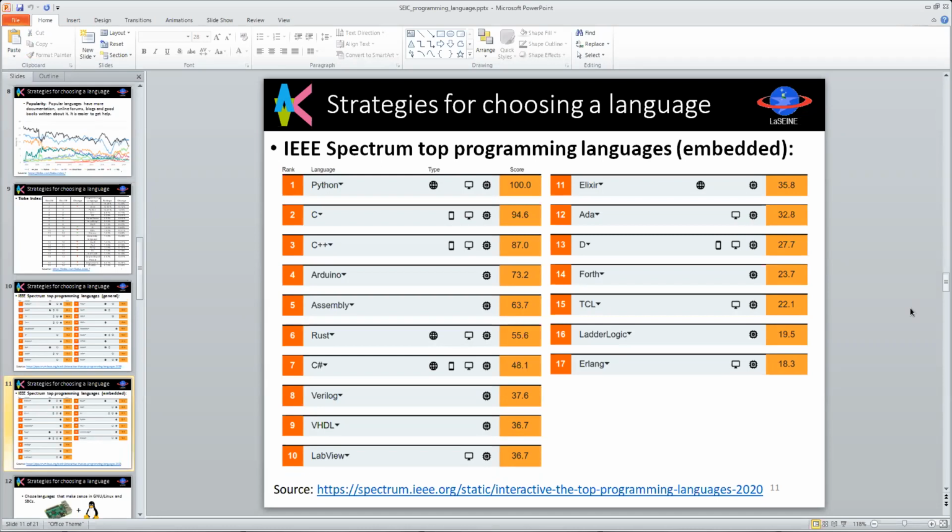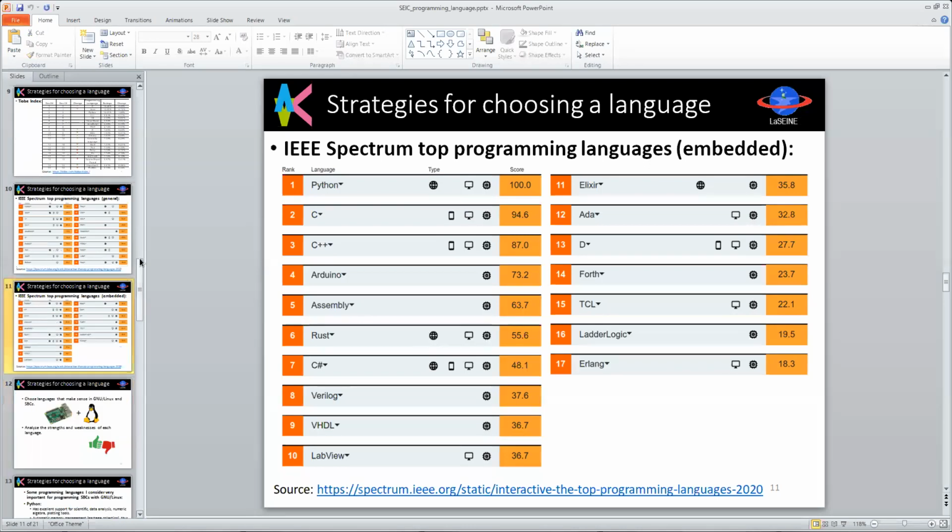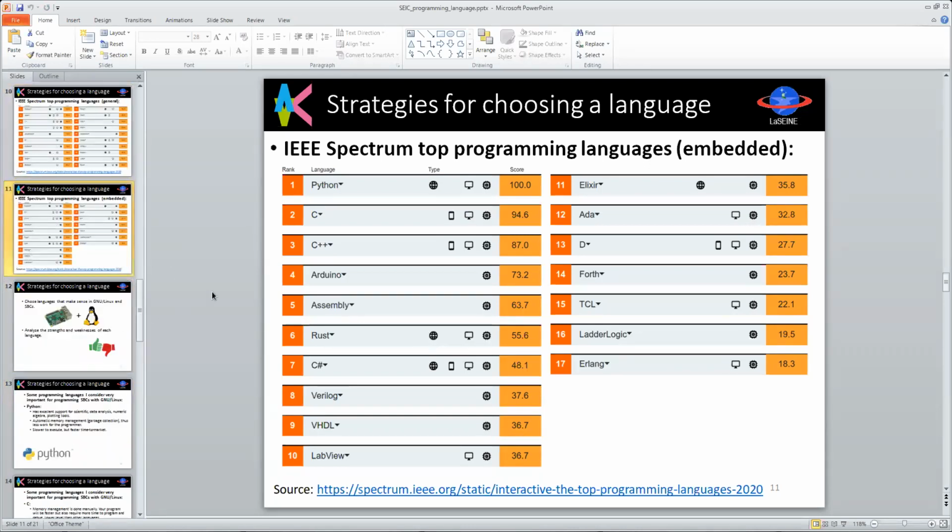Roughly speaking, why is Python so highly ranked? Well, Python is very well ranked. I'm going to explain this after about 2 slides. So if you could hold on a little bit, it will make more sense at that point.